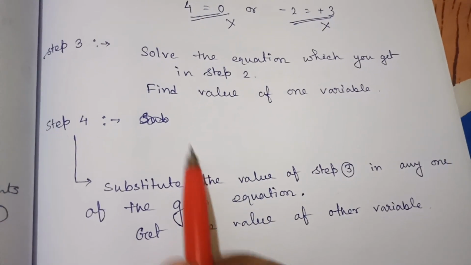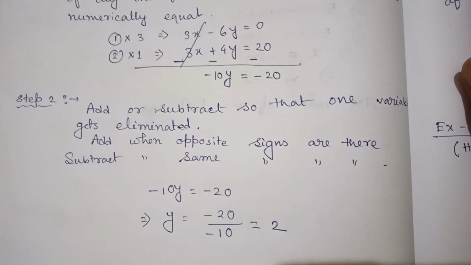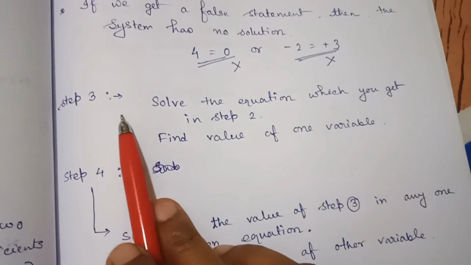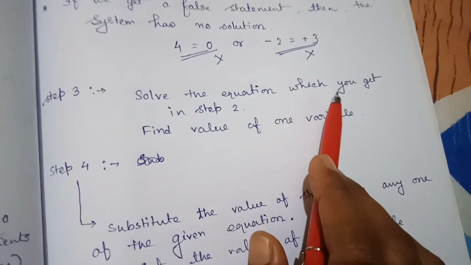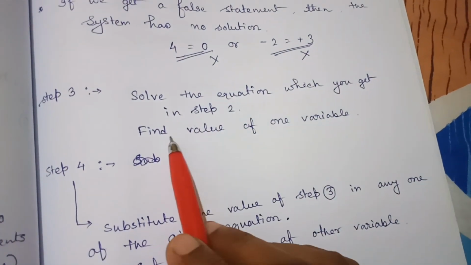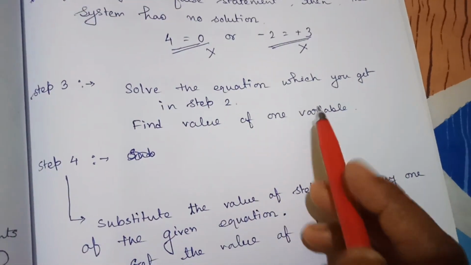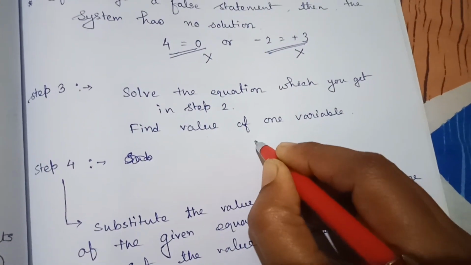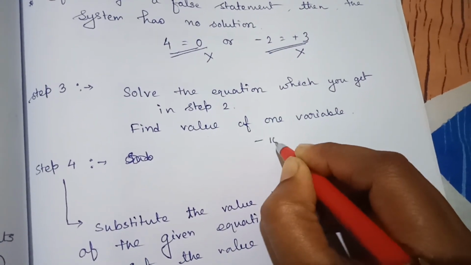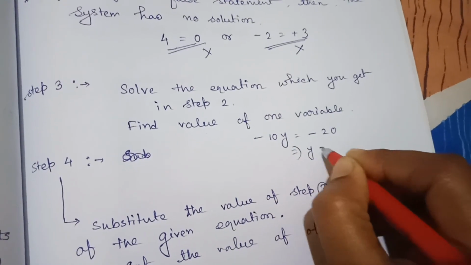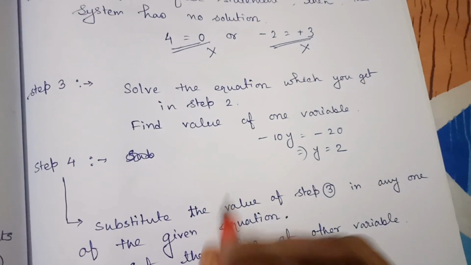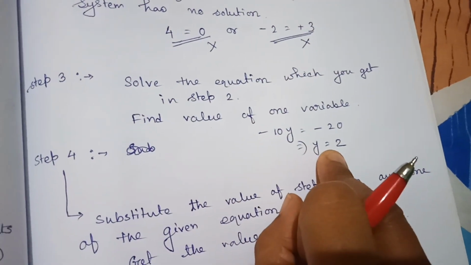Coming to step 3. We have done step 2 here and we have got y equals to 2. Now we are moving to step 3. Step 3 is solve the equation which you get in step 2. Find value of one variable. That means we have got minus 10y equals to minus 20. And from this we have got y equals to 2. This is step 3 actually.